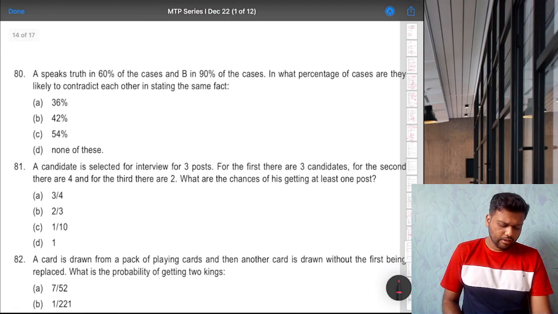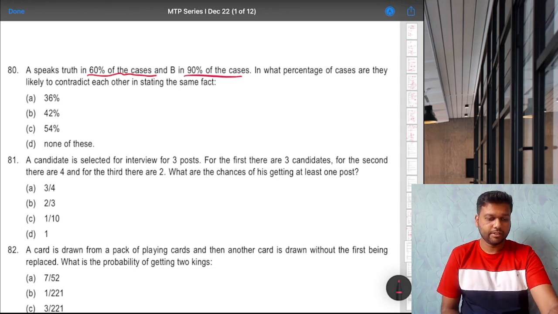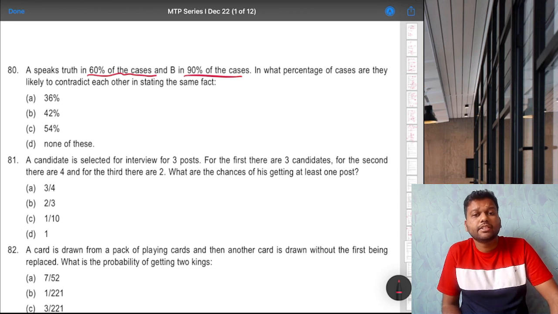Next, 80. A speaks truth in 60% of the cases and B in 90% of the cases. In what percentage of cases are they likely to contradict each other in stating the same fact?